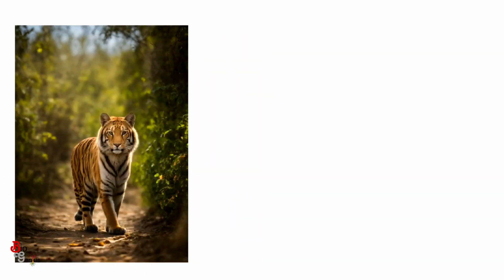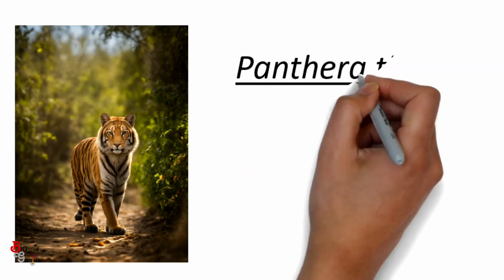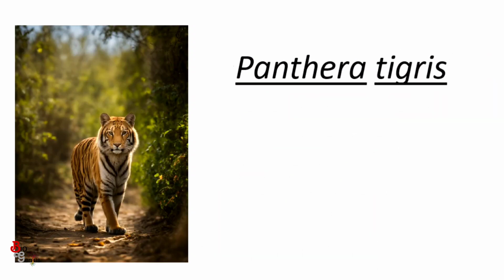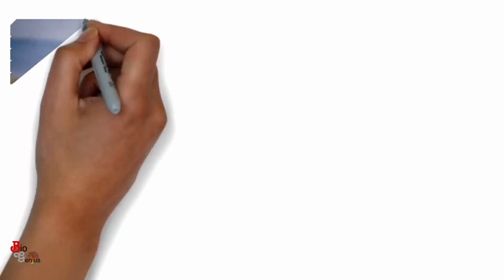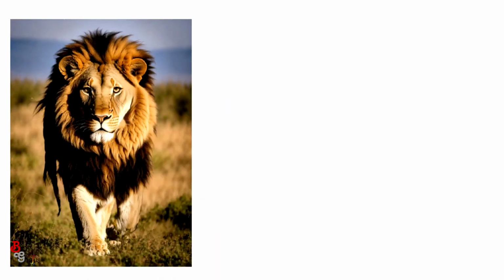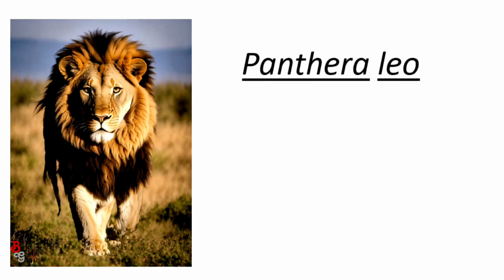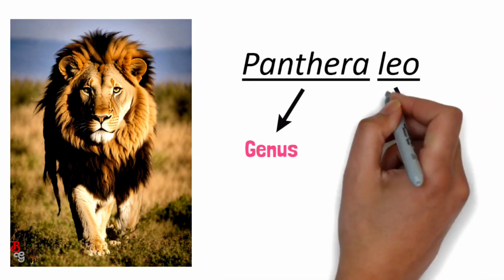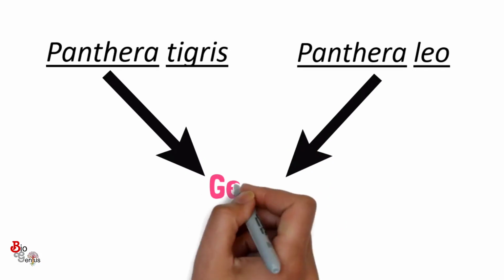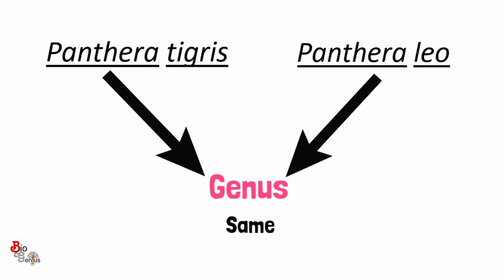Let's see an example. This is a picture of a tiger. The scientific name of tiger is Panthera tigris. Here, the Panthera part is the genus and the tigris part is the species. The other example is lion. The scientific name of lion is Panthera leo. Here, Panthera is the genus and leo is the species. So you can see the genus of different animals is the same, but the species is different.